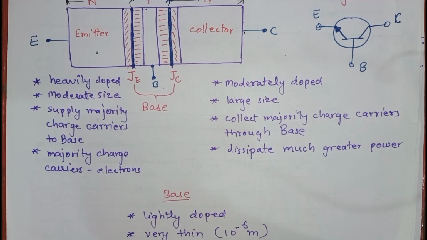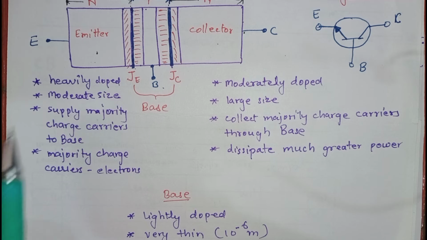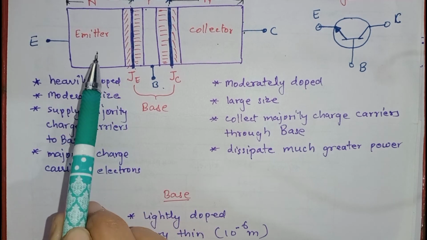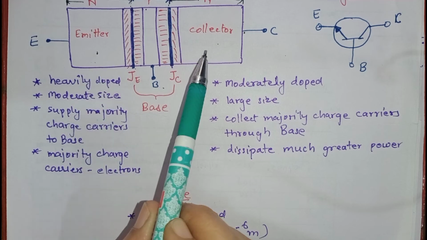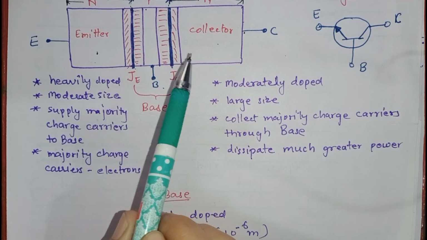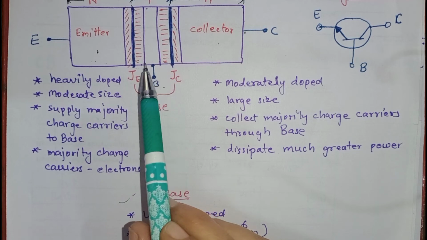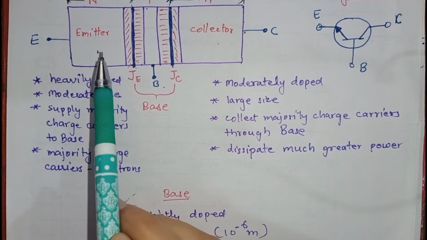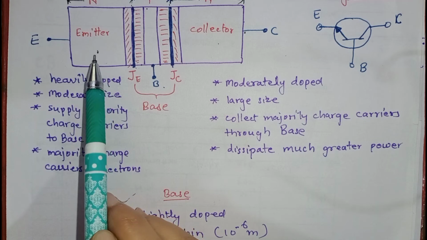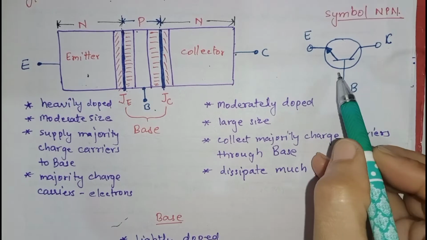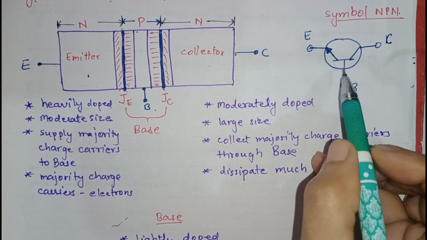The size of the base is very thin, of the order of 10⁻⁶ meter, because it is to pass most of the charge carriers coming from the emitter to the collector. So its size is very small. The base of the transistor is very lightly doped so that most of the charge carriers can pass through the base to the collector.